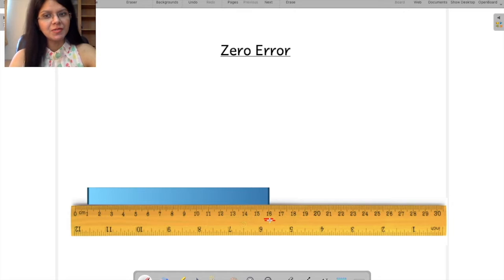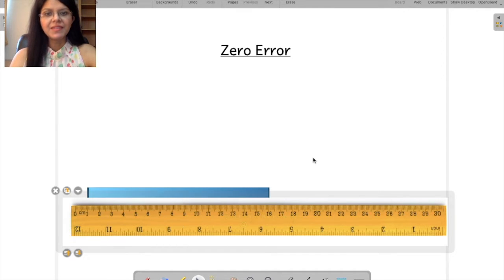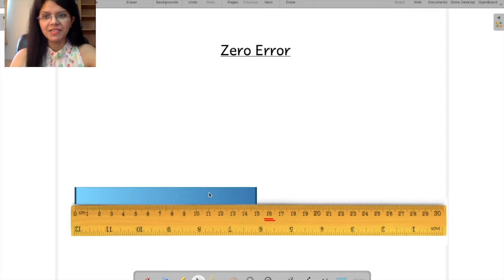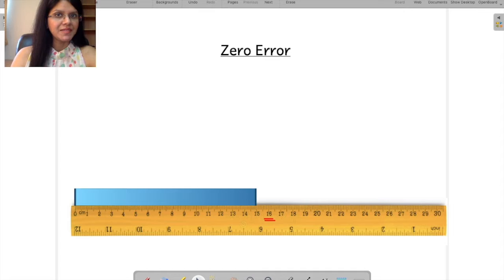You all know how to use a ruler. When you're using the ruler, the zero mark of the ruler should coincide with the starting point of the object. The object should be placed something like this, or else you will get zero error and your reading will not be correct. So what is the correct length of this object? The correct length of this object is 15 centimeters, right?